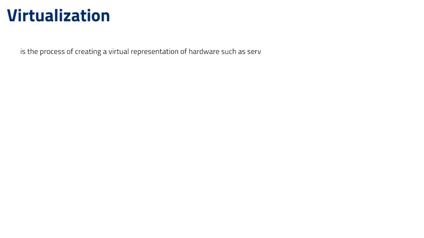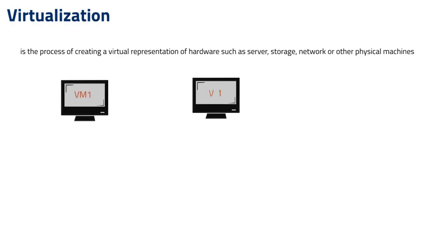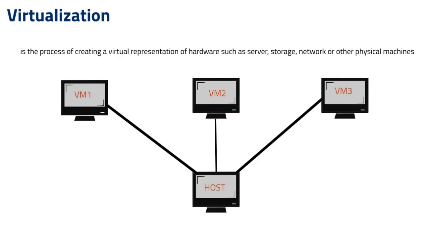Virtualization is the process of creating a virtual representation of hardware such as server, storage, network, or another physical machine. It supports multiple copies of virtual machines to execute on one physical machine, each with their own operating system and programs. This optimizes hardware efficiency and flexibility and enables resources to be shared between multiple customers or organizations.